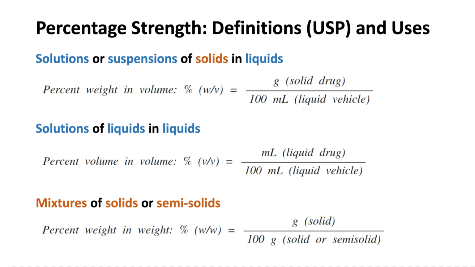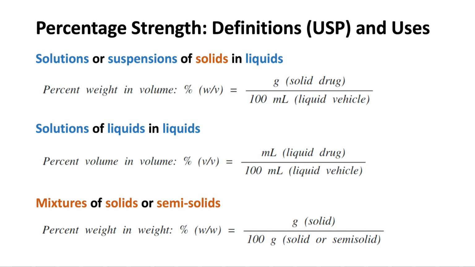So let's start at the top, and I've tried to color code this because we can have concentrations expressed when solids are mixed in solids, or solids can be mixed in liquids, or liquids can be mixed in liquids. And that's what makes some of this percent strength confusing, because there are lots of different scenarios. So let's start at the top. I've tried to color my text blue when I'm talking about liquids and orange when I'm talking about solids. So the first percent strength to discuss is percent weight per volume.